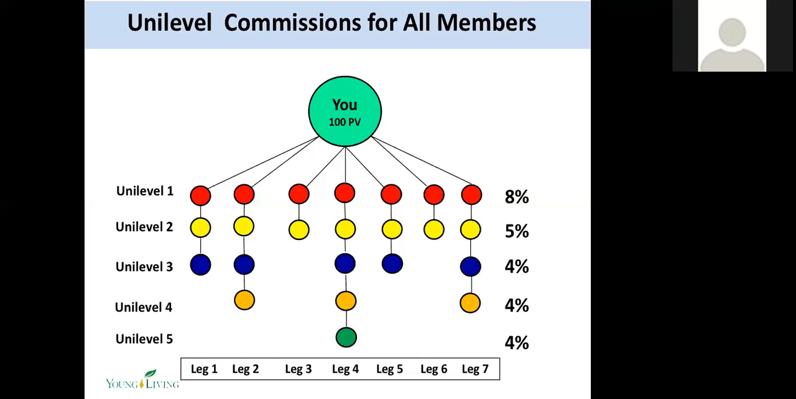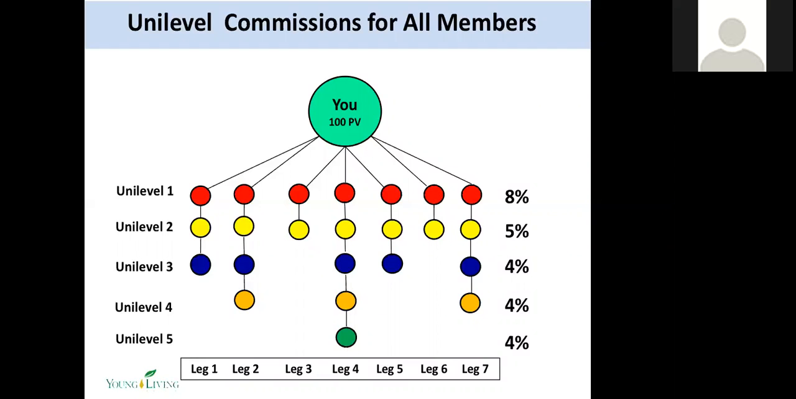Once you have reached the rank of executive or higher, you will get paid on all 5 levels. That's another reason why the goal with last night's training and tonight as well is to realize that the first goal that you want to set for yourself is to become an executive, because as an executive, you meet the qualification to be paid on all 5 levels of unilevel commissions. And then advancing to silver, gold, etc., you'll continue to be paid on all 5 levels.